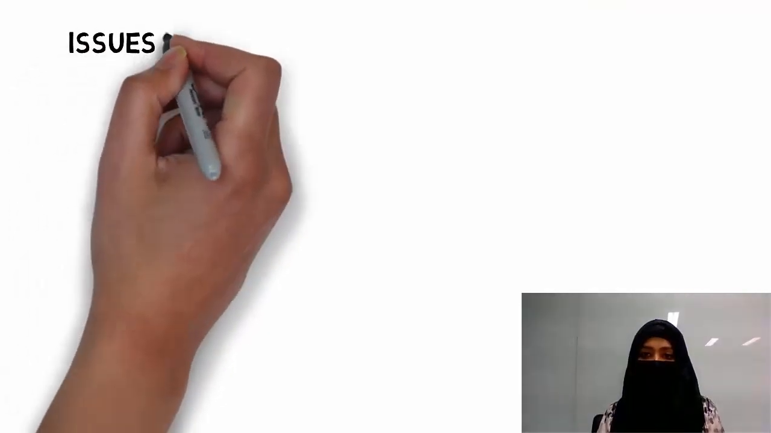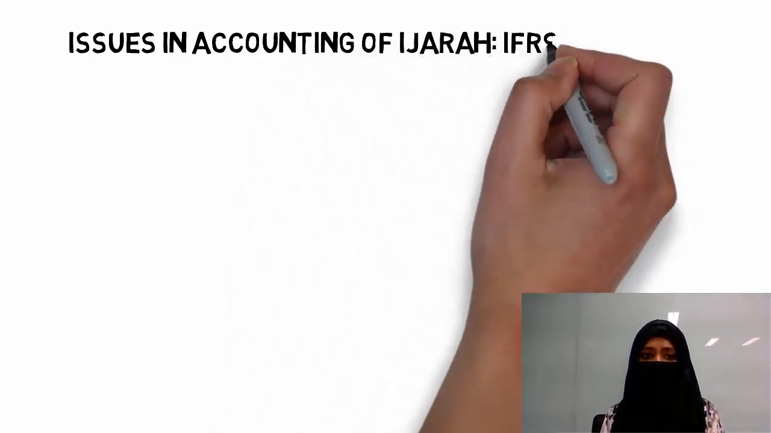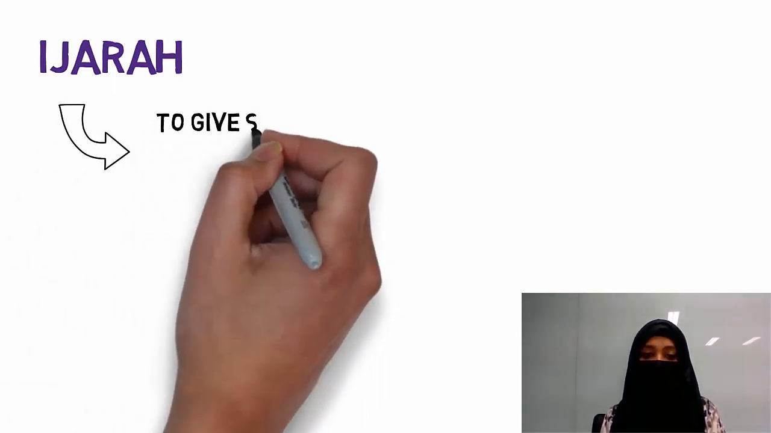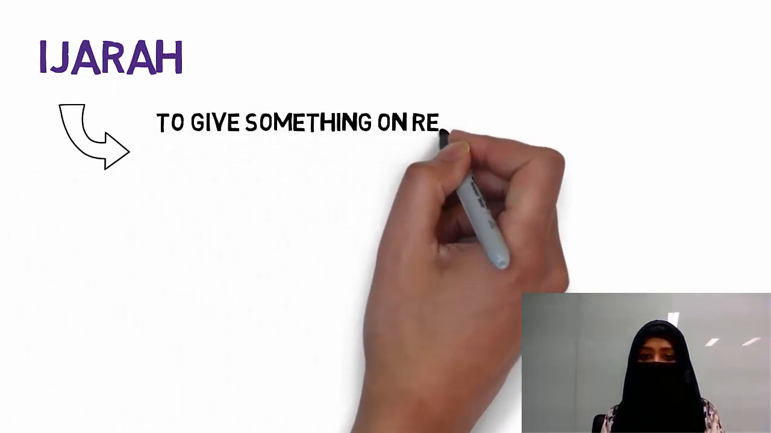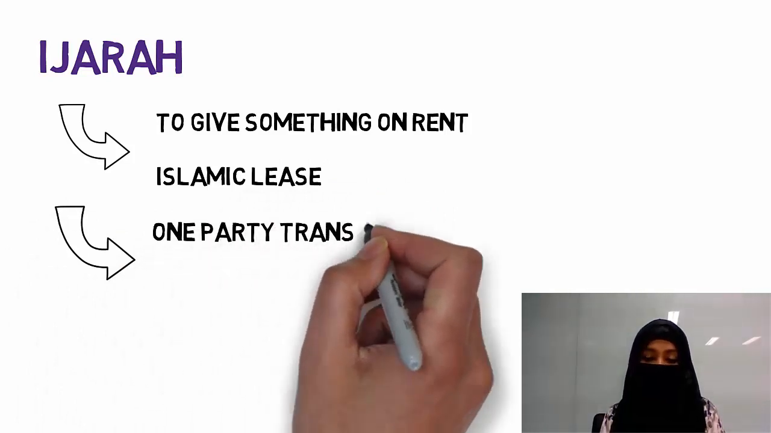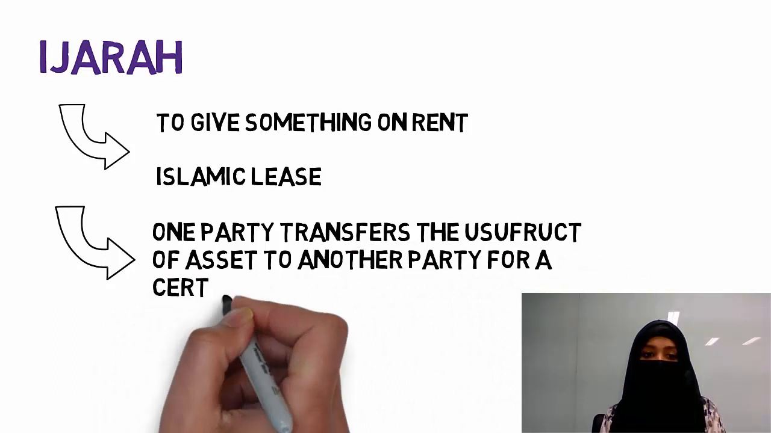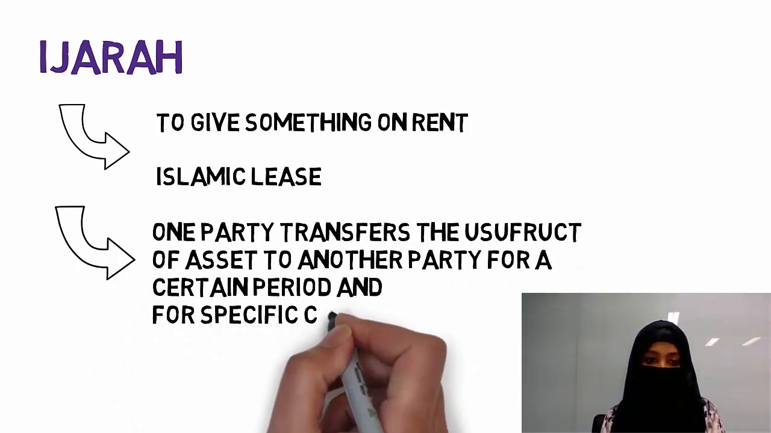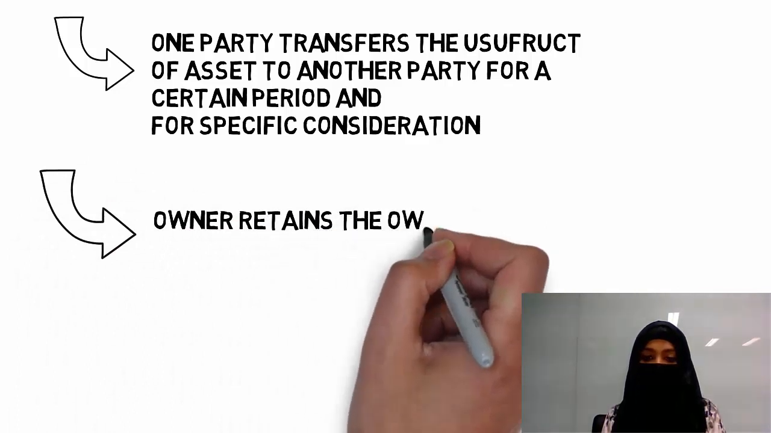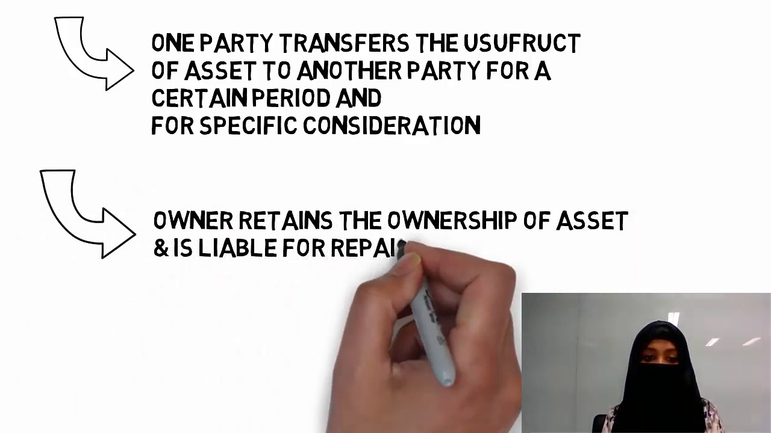Today we will be discussing issues in the accounting of Ijarah, a comparison between IFRS and AAOIFI. Ijarah literally means to give something on rent. It is referred to as Islamic lease. It is a contract where one party transfers the usufruct of an item to another party for a specified period in exchange for a specified consideration. Unlike in conventional lease, the lessor retains the ownership of the Ijarah asset while transferring the right to use the asset to the other party.